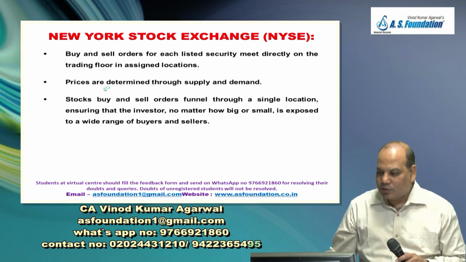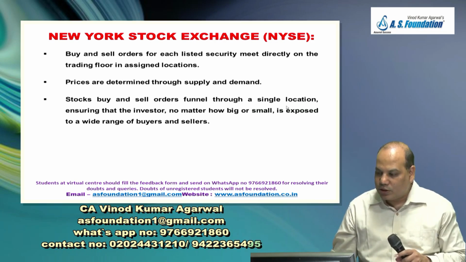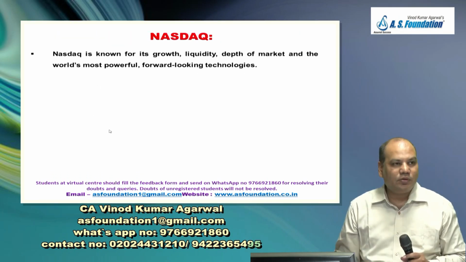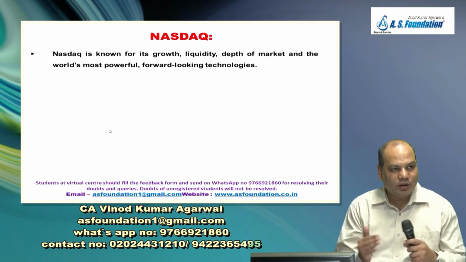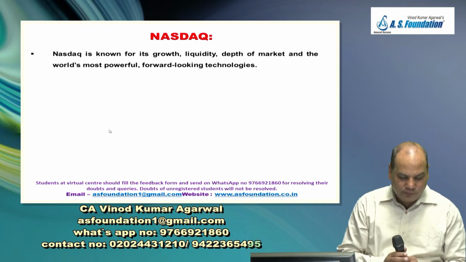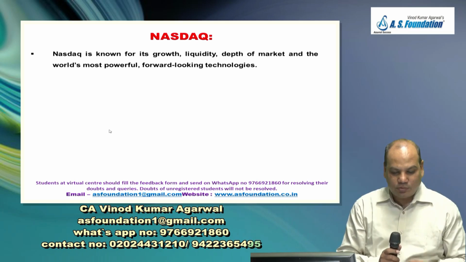Prices are determined through demand and supply. So all orders are collected and funneled through a single location, ensuring that the investor, no matter how big or small, is exposed to a wide range of buyers and sellers. All demands and supplies are accumulated and then order matching is done. So that is in brief the New York Stock Exchange. I have already edited it to a large extent.